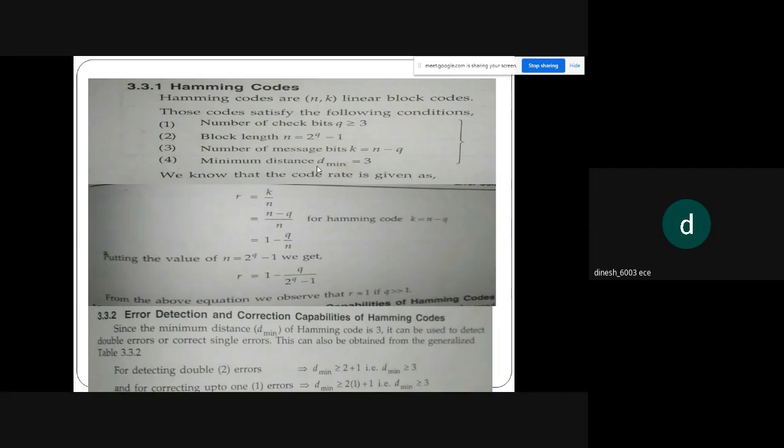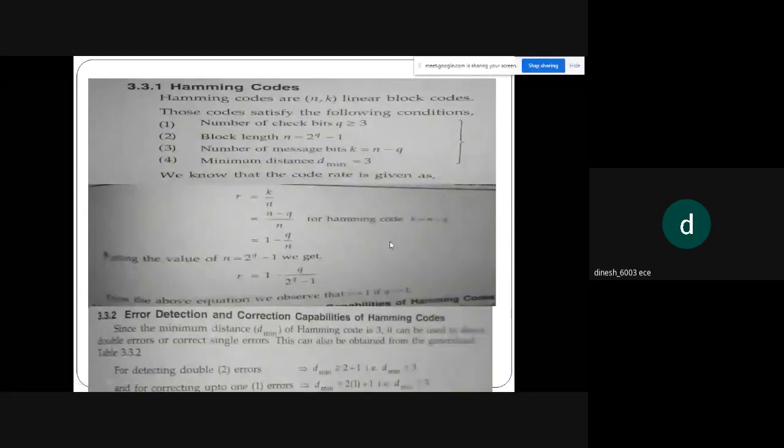So next is to find the code rate for these Hamming codes. Code rate, as you all are familiar, r is equal to k by n. Now substitute the k value, n minus q divided by n. From this we get 1 minus q by n. Now substitute the value of n, which is 2 power q minus 1. So r will become 1 minus q divided by 2 power q minus 1, or you can simply write r is equal to k by n also.